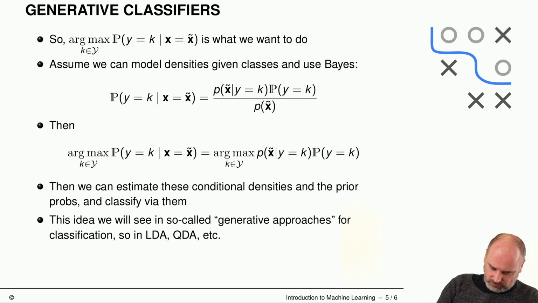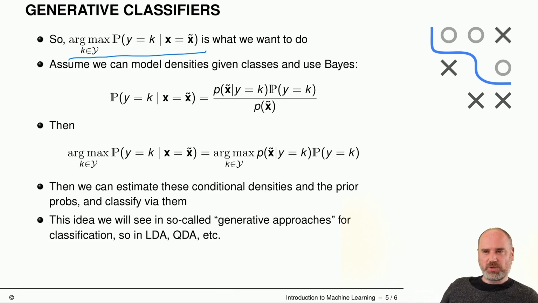Like I said, what we're doing is at every point x, we are taking this argmax of these conditional probabilities, and so we just predict the most probable class. There's nothing new in that regard, so I'm just copying that over from the slides before. So let's assume that we actually have some way of modeling these conditional probabilities. Well, actually, let's not assume that. Let's assume that we can model densities given classes.